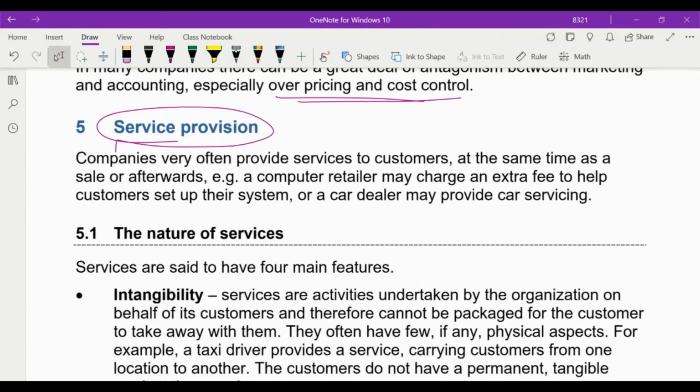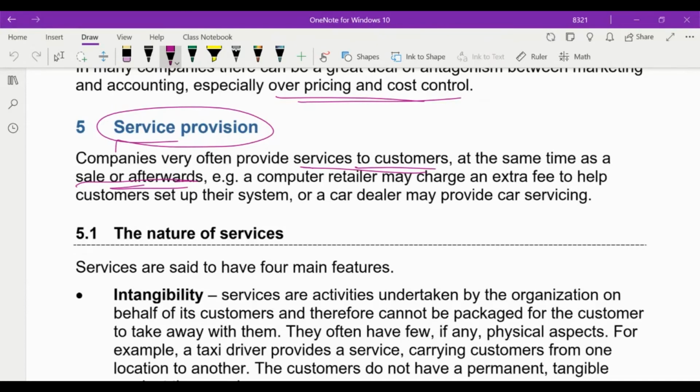Companies very often provide services to customers at the same time as a sale or afterwards. Example, a computer retailer. If you are a computer retailer, you would sell your computer, no problem. But whenever a customer faces any problem with their computer purchase, they will get back to you for support, right?